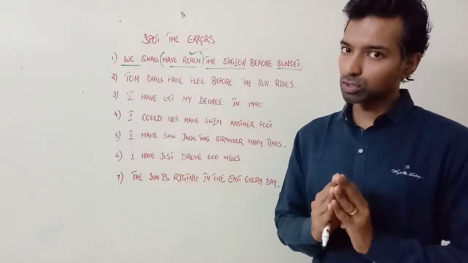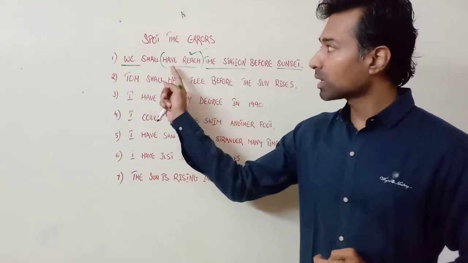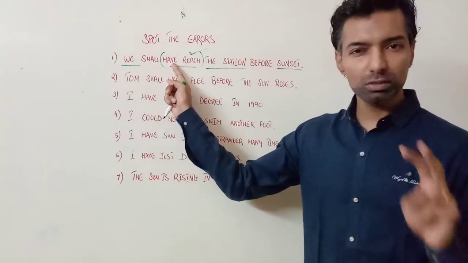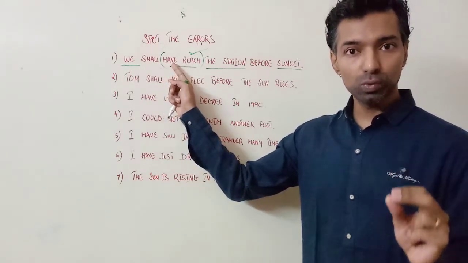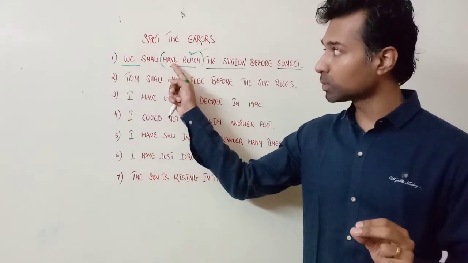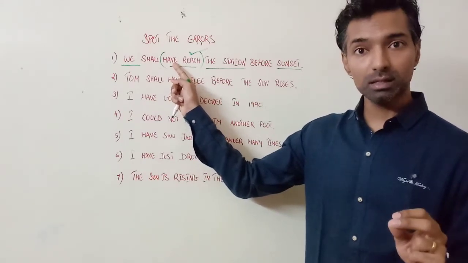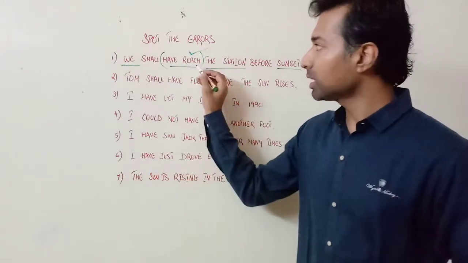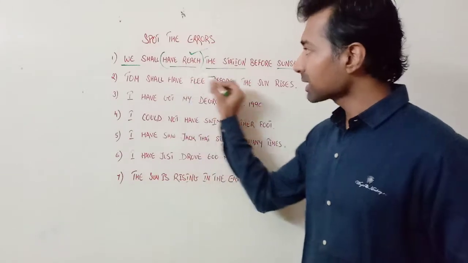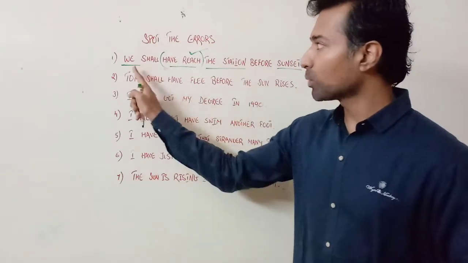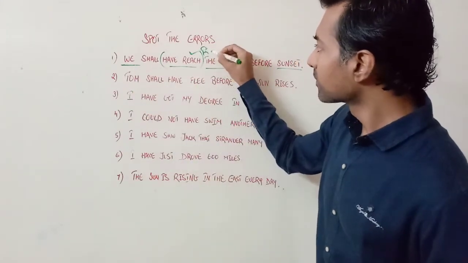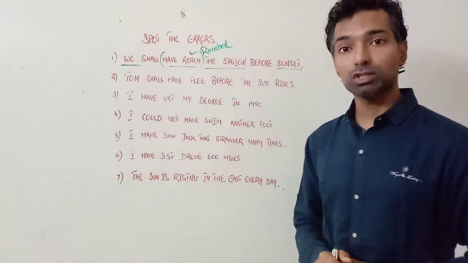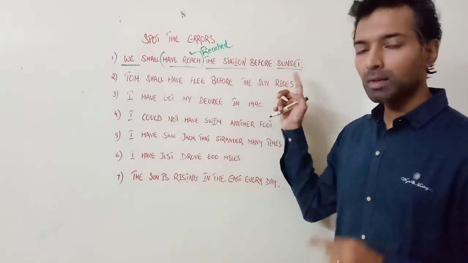Now we understood this, that whenever we have have, has, had in a given sentence, we just need to spot whether the verb associated with have, has, had is in the V3 form. This is enough for us to spot an error. So here the exact expression grammatically is, we shall have reached the station before sunset.